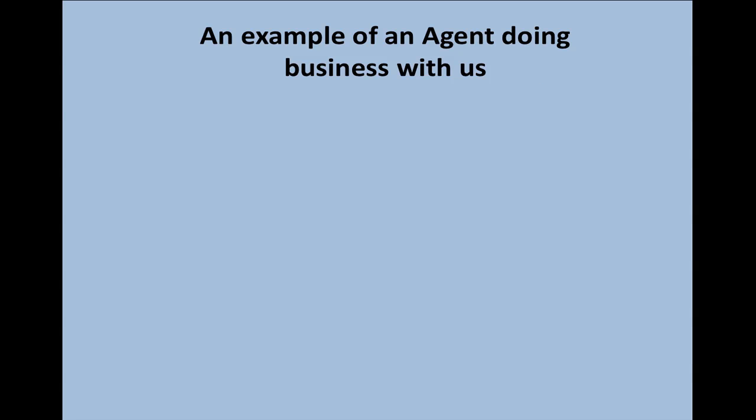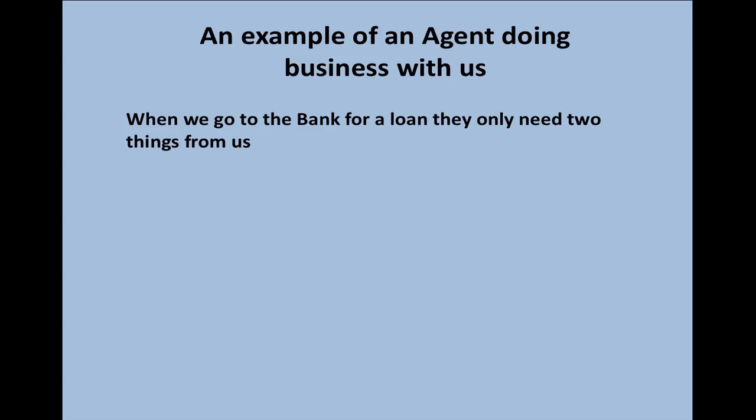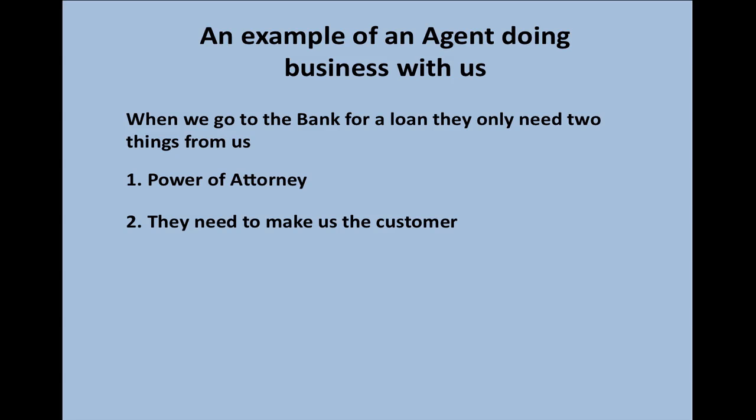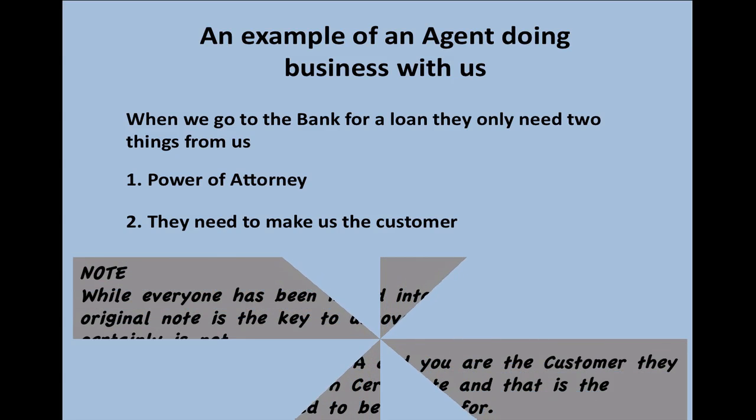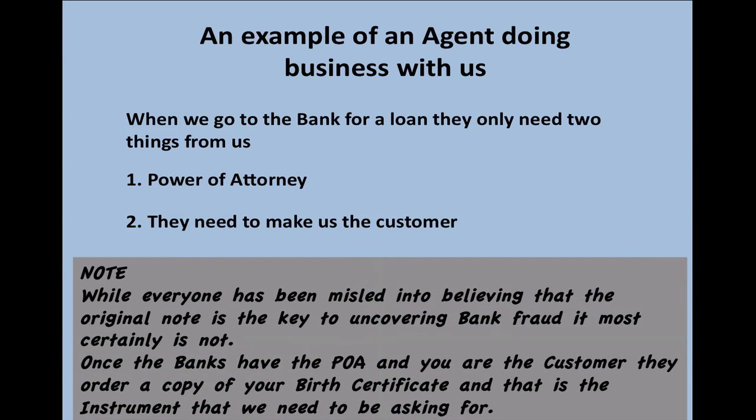Now, I'm going to give you one example of an agent doing business with us. When we go to the bank for a loan, they only need two things from us, and that's a power of attorney, and they need to make us the customer. Now, to do that, they will get us to sign a loan agreement. And this is what I must now tell you. While everyone has been misled into believing that that original note or the loan agreement that we signed is the key to uncovering bank fraud, it most certainly isn't.